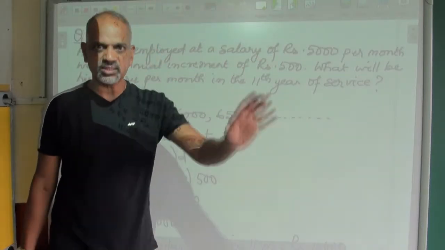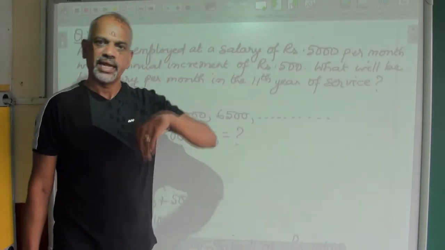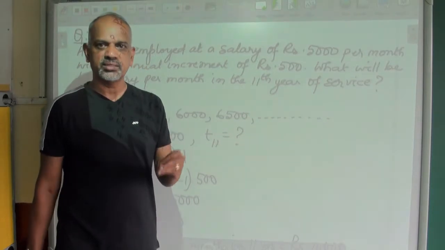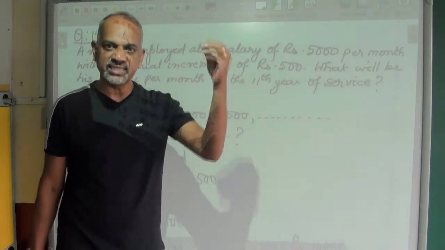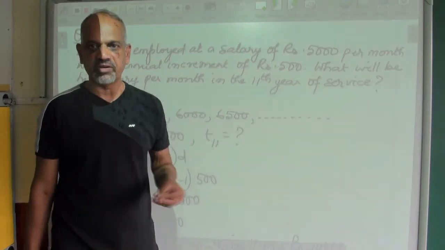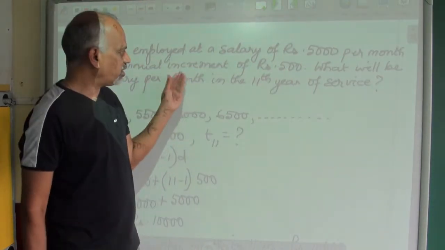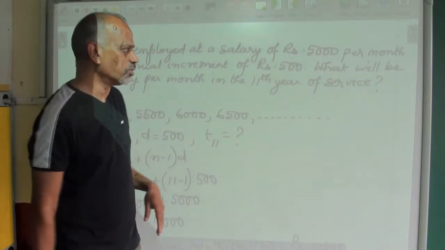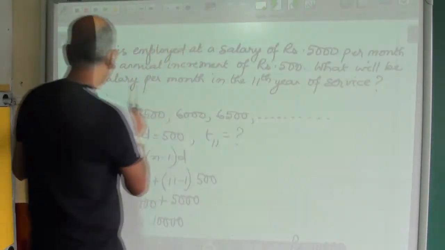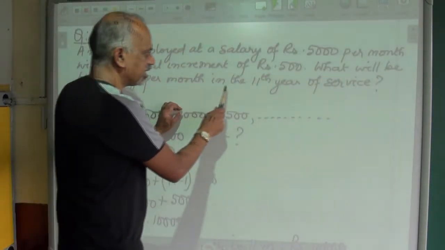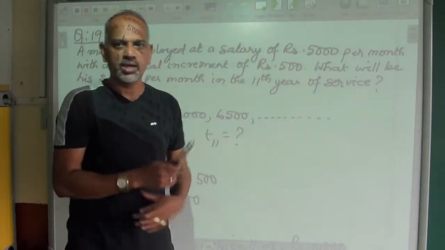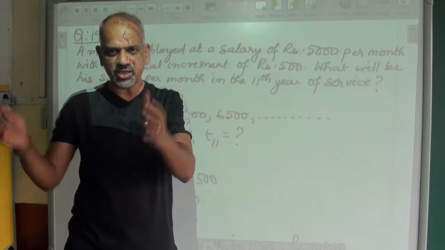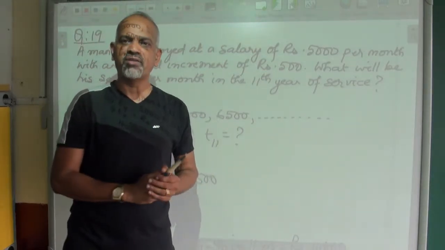First year he gets 5,000 rupees. Next year his salary is going to increase by 500 rupees, which means he will be getting in the second year 5,500 rupees. Every year it is going to increase by 500 rupees. What will be his salary per month in the 11th year of service? When he reaches the 11th year, what would be his salary? Because every year it is going to increase by 500 rupees.